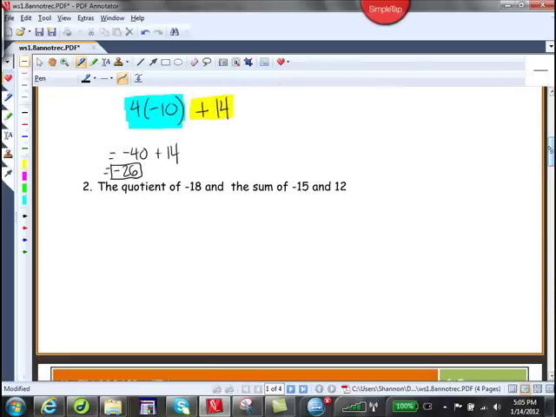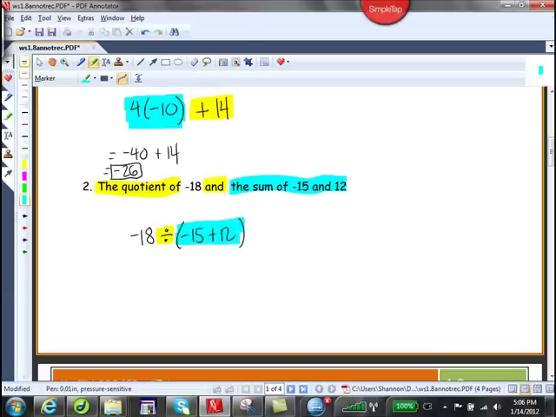Alrighty. So, next up, the quotient of -18 and the sum of -15 and 12. So again, we have this situation, the quotient of something and something else. So the -18 will go first, then we'll have a divided by to represent quotient. And then the sum of negative 15 and 12 would be represented in parentheses. So we'll have negative 15 plus 12. Okay, so now solving this one, we will get negative 18 divided by, doing the parentheses first, a negative 3, and then we'll get an end result of positive 6.